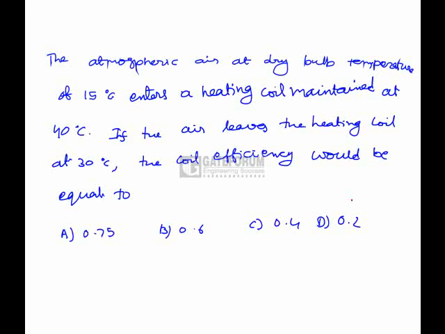Atmospheric air at dry bulb temperature of 50 degrees centigrade enters a heating coil maintained at 40 degrees centigrade. If the air leaves the heating coil at 30 degrees centigrade, the coil efficiency would be equal to. Here, the efficiency of the coil is equal to the temperature difference of the air, that is the exit temperature of the air 30 minus the entrance temperature of air 15, by the maximum difference that can occur in the coil, that is 40 minus 15.